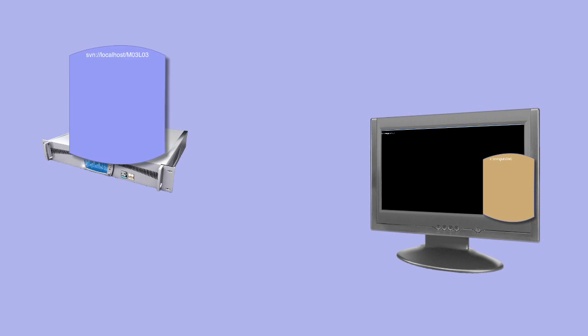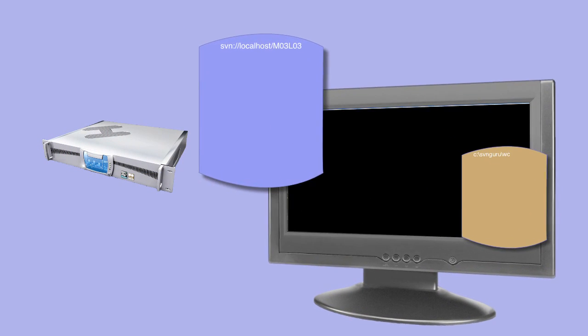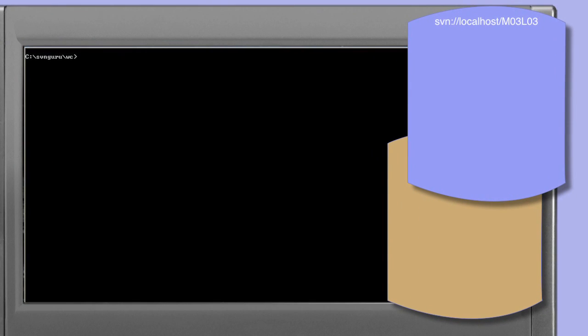Sooner or later, everyone's going to have to deal with a failed checkout. In order to simulate this, in the download pack, you'll find the directory mo3lo3failed1. If you now navigate to Subversion Guru WC and just check that you've got that directory, we can proceed.